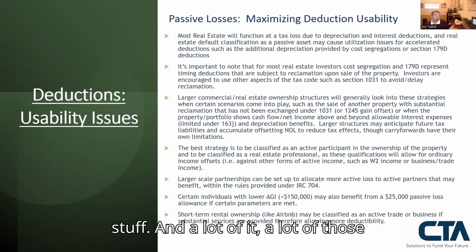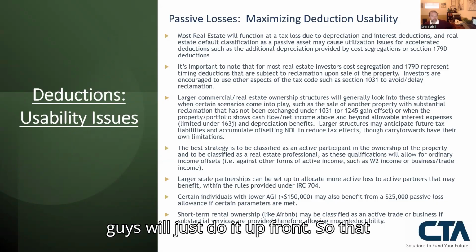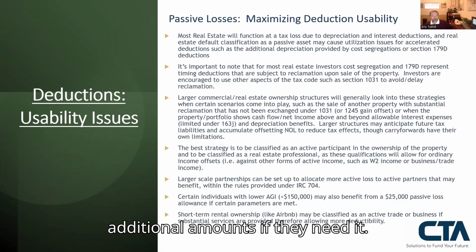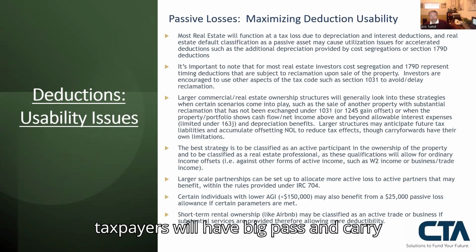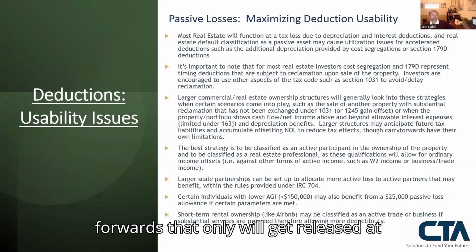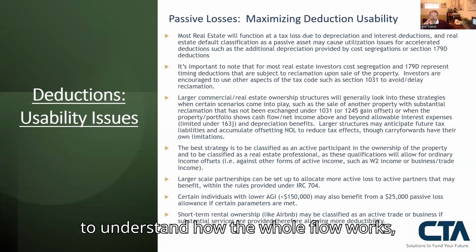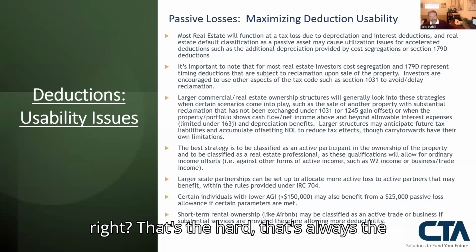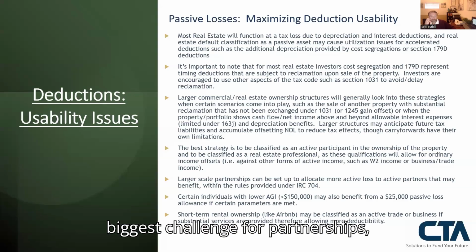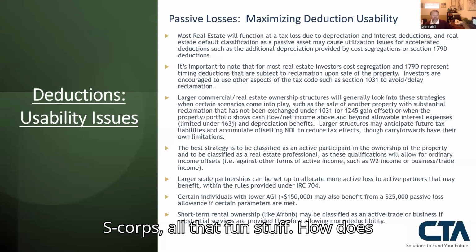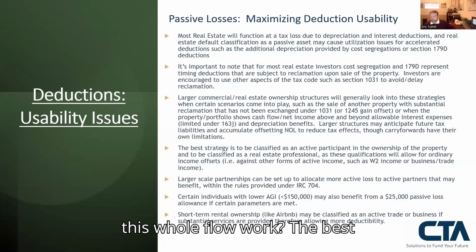And a lot of those guys will just do it up front, so that way they just have access to the additional amounts if they need it. Although a lot of those individual taxpayers will have big passive carry forwards that only will get released at certain points in time. So it's important to understand how the whole flow works, right? That's always the biggest challenge for partnerships, S corps, all that fun stuff. How does this whole flow work?